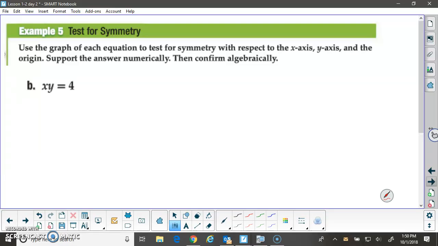Next one. Again, I've hidden the graph for the moment. This is x times y equals 4. We're going to figure out what type of symmetry that has. Well, this ends up being a rational function. Back in Algebra 2, you guys learned how to graph these.